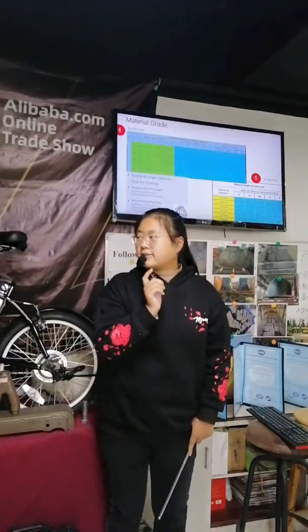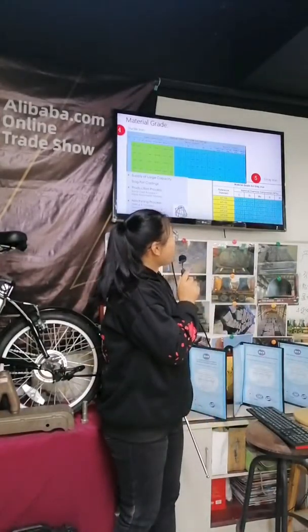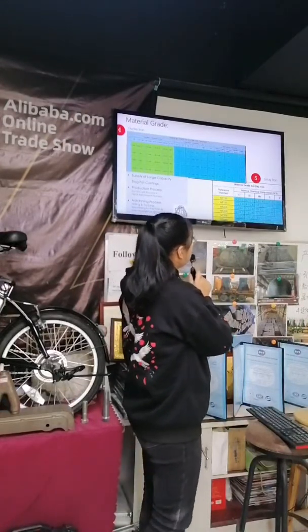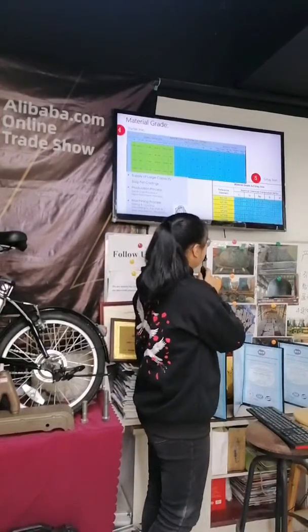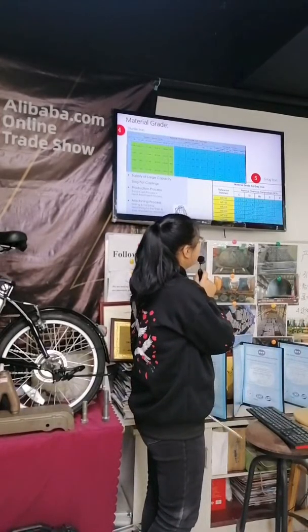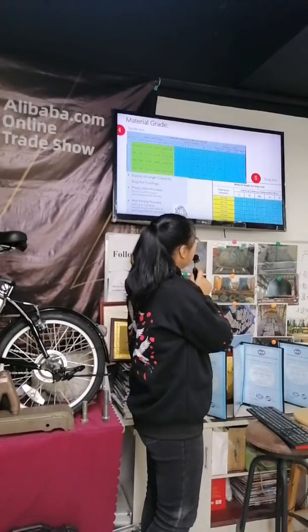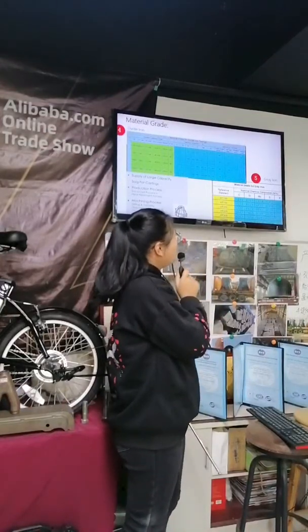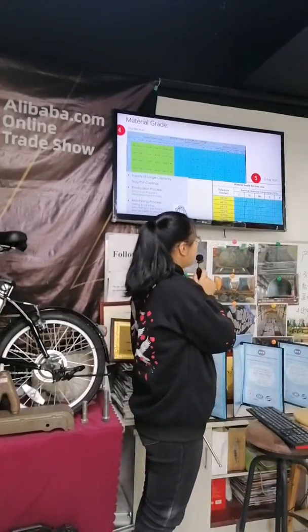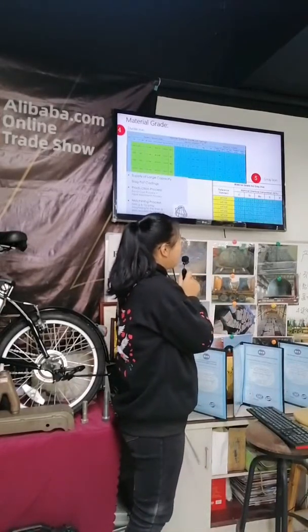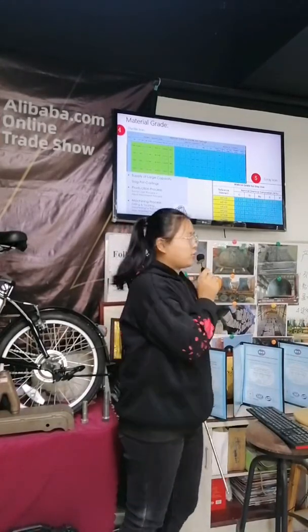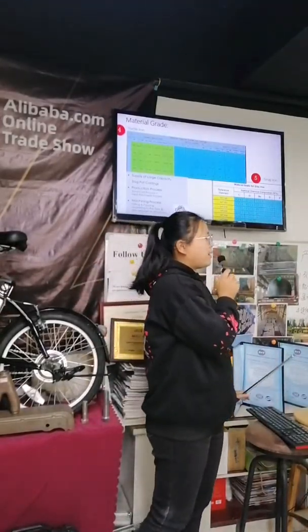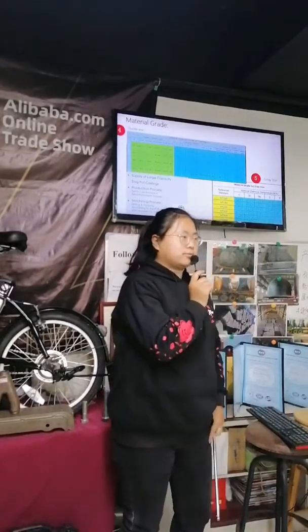The last one is grey iron. For standard, it has HT100, HT150, HT200, HT250, HT300, HT350. The balance element is iron.